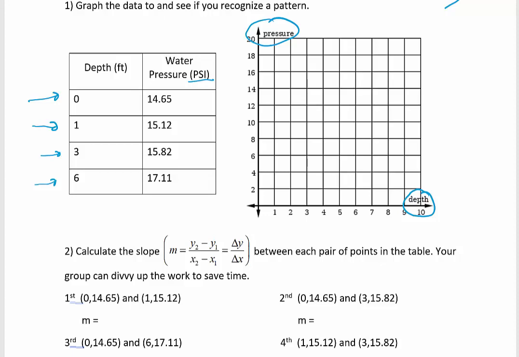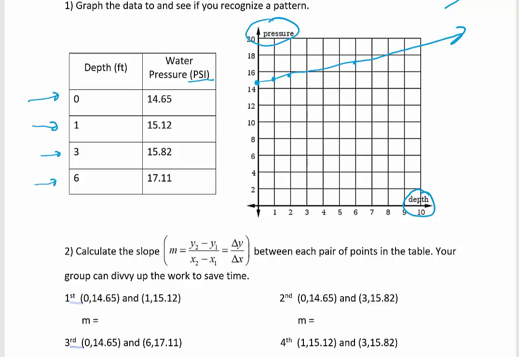So let's see, at 0 feet, our pressure is 14.65, and we'll just estimate that to be right about there. Okay? At 1 foot, now we're at 15.12, and again, we're just making this thing climb up a little bit. We can't be super precise with this graph. 3 feet, 15.82, so we're almost to 16. And then 6 feet down, we're at 17.11. So 6 feet down, 17, about there. So there's our line, and you can see we're going to make our graph like that.